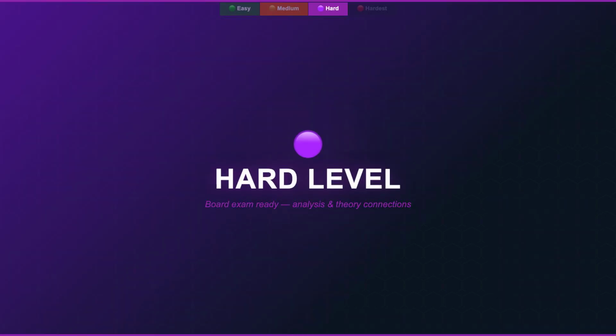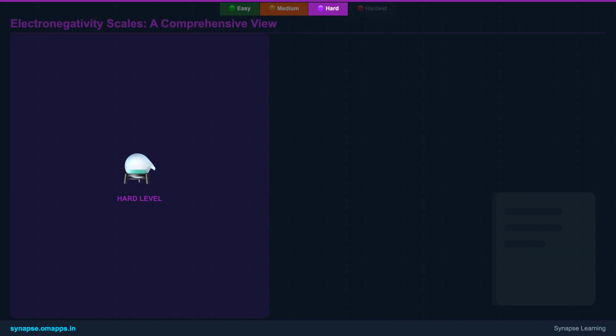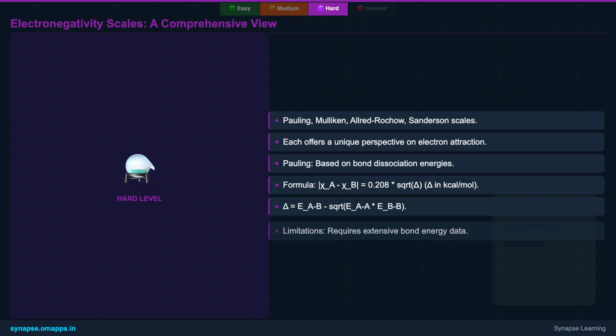Ready to dive deeper? In this hard section, we'll explore the quantitative aspects and theoretical connections of electronegativity. While Pauling's scale is widely used, it's essential to understand its derivation. The formula involves the square root of the excess bond energy, the difference between the actual A-B bond energy and the geometric mean of the A-A and B-B bond energies. This excess energy arises from the partial ionic character in the polar bond.